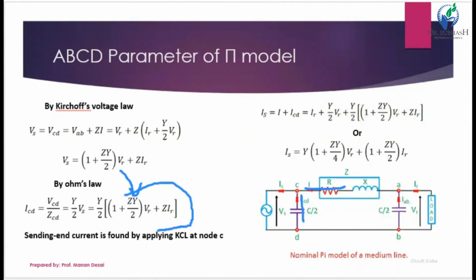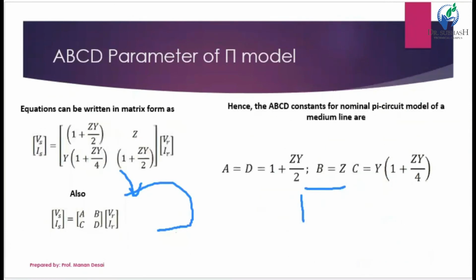Now the ABCD parameter equations can be written in matrix form as VS, IS is equal to the matrix 1 plus ZY by 2, Z, Y times 1 plus ZY by 4, and 1 plus ZY by 2, multiplied by VR, IR. So it is the matrix form in ABCD form actually.